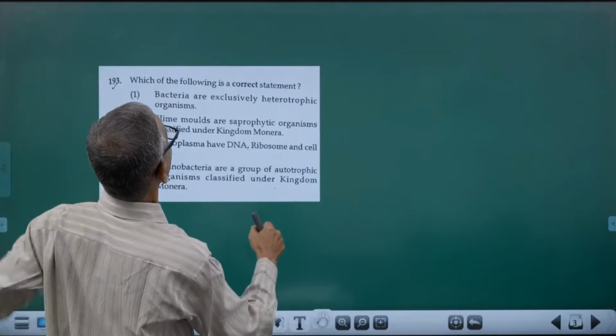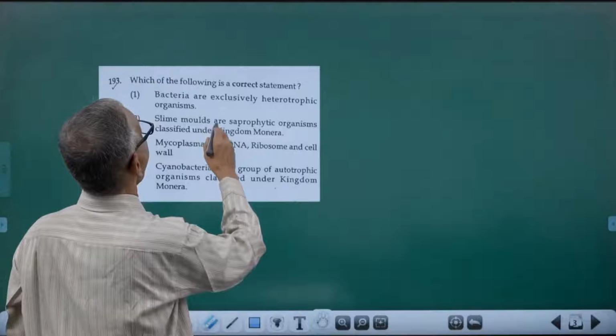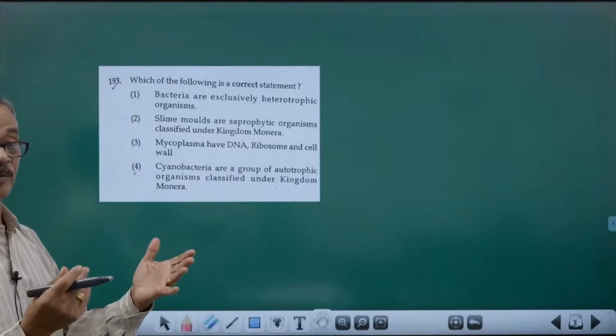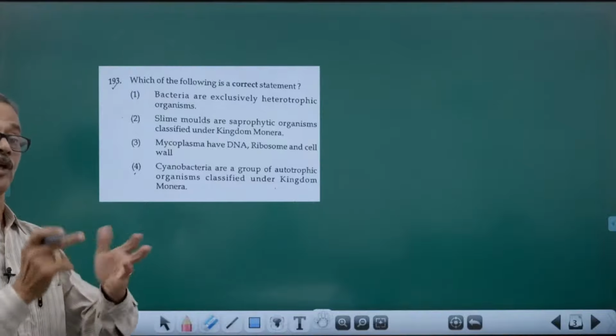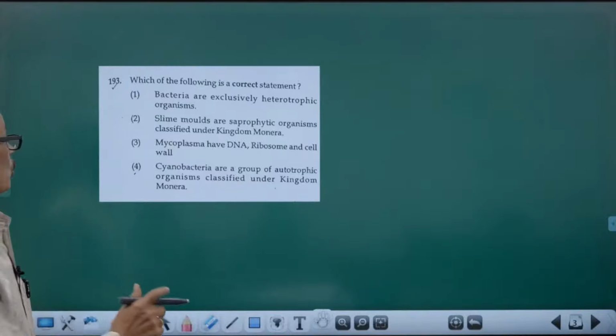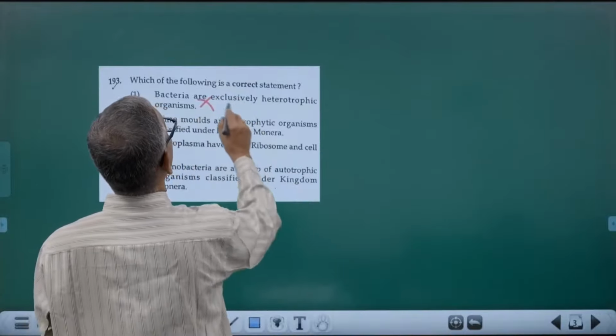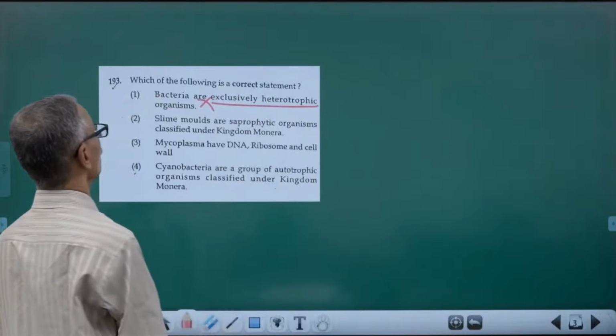Correct statement: bacteria are exclusively heterotrophic organisms. No, we have autotrophic, chemoautotrophic, and photoautotrophic bacteria. So "they are exclusively heterotrophic" is not a correct statement.